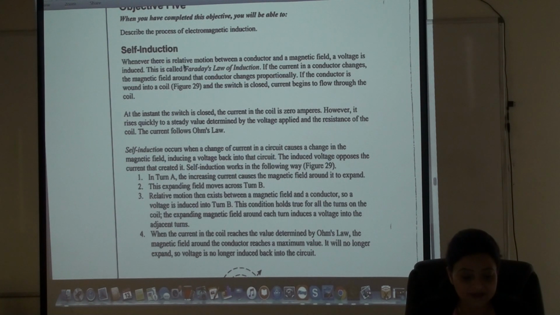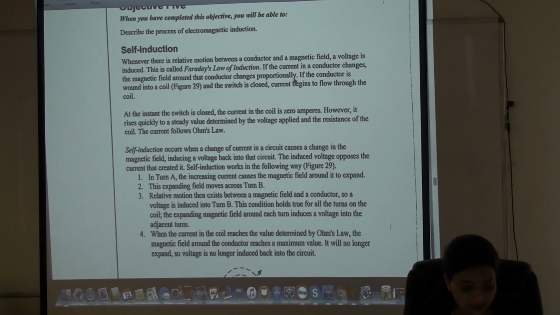Here he says whenever there is relative motion between a conductor and magnetic field, of course there is some voltage that gets induced. If the current in a conductor changes, the magnetic field around the conductor changes proportionally. What he's trying to tell you is if you want to create an induction in an equipment, make sure that device has some magnetic properties and you pass current through it, it will create some kind of voltage.